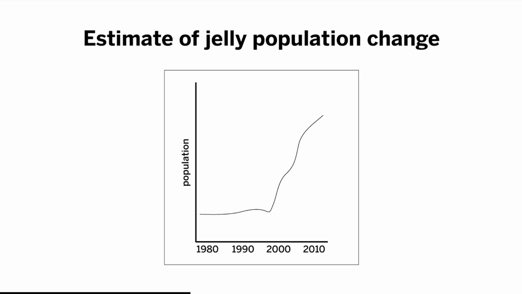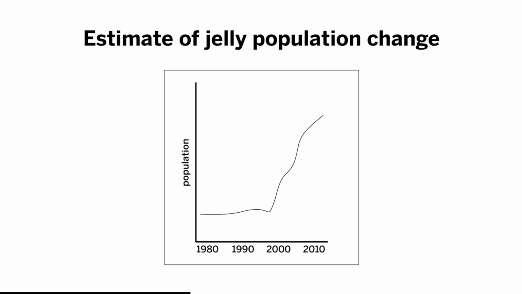Now look closely at this graph because it provides the strongest evidence about the jelly population. The population stayed relatively stable from 1980 to 2000, although there are small increases and decreases during this time. Overall, the population size did not change before 2000. After 2000, the population increased.